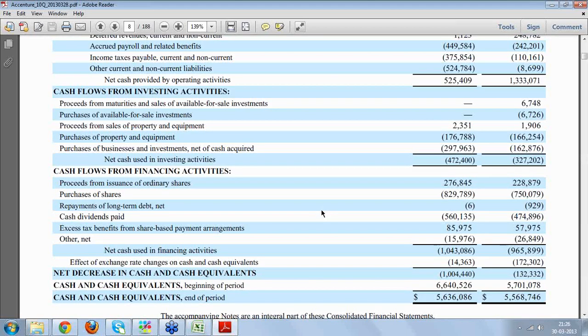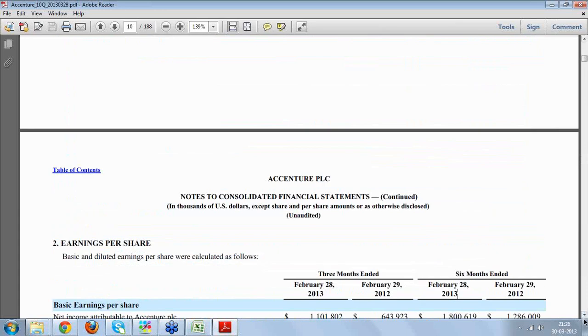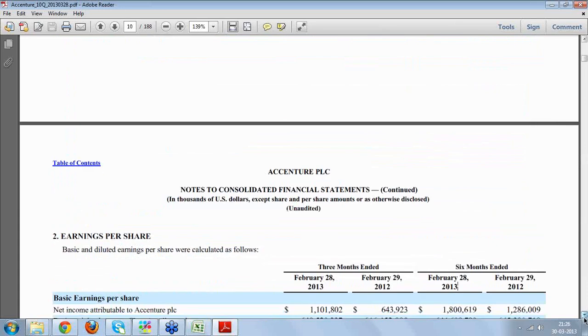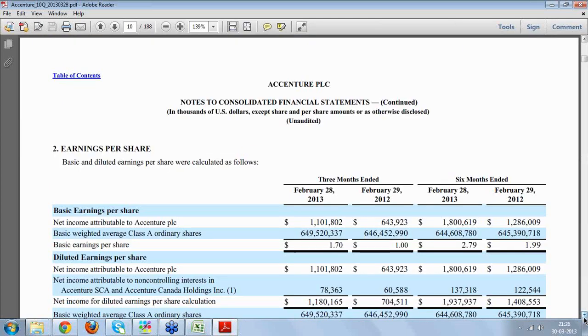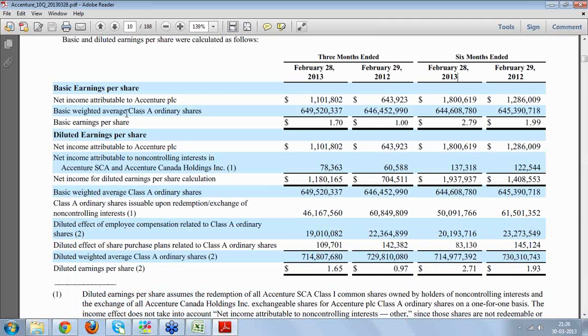Now here on this sheet comes another surprise to us, that basic earnings per share. So how they are calculating this as recent as February 2013: net income attributable to Accenture PLC divided by weighted average class A ordinary shares, which is nothing but what we have realized on the first page, X number of shares outstanding minus shares held by registrant minus treasury shares, so 649 million. So this is the basic number of shares.